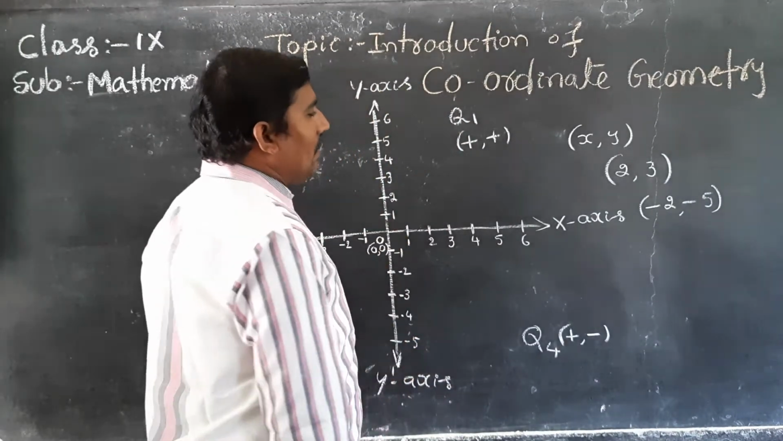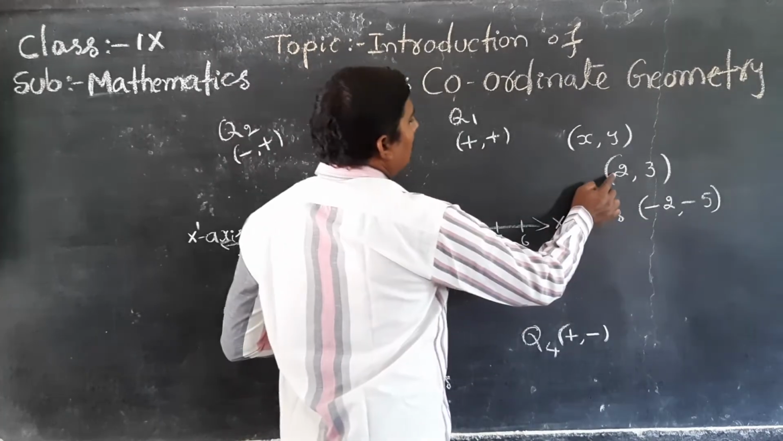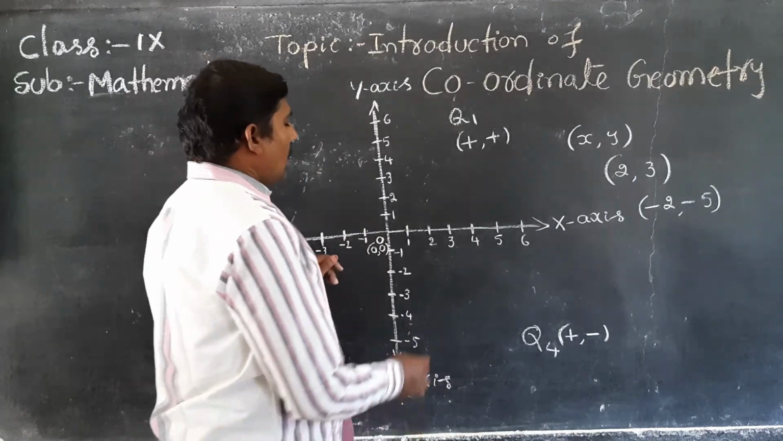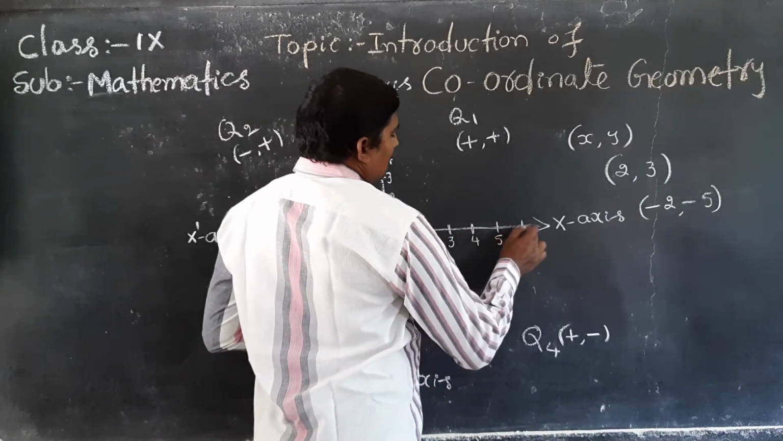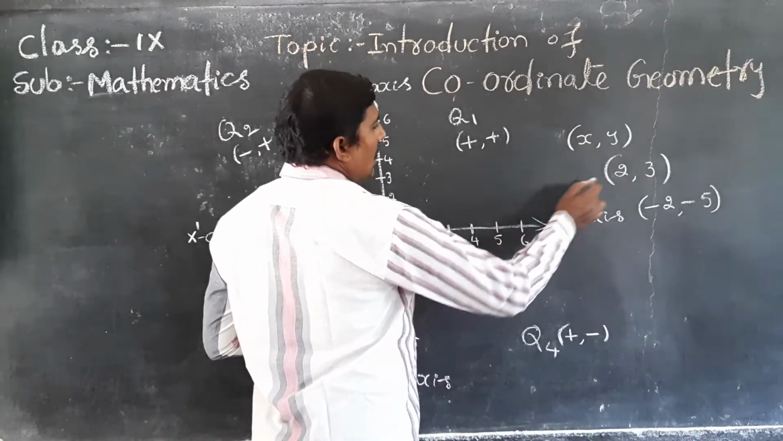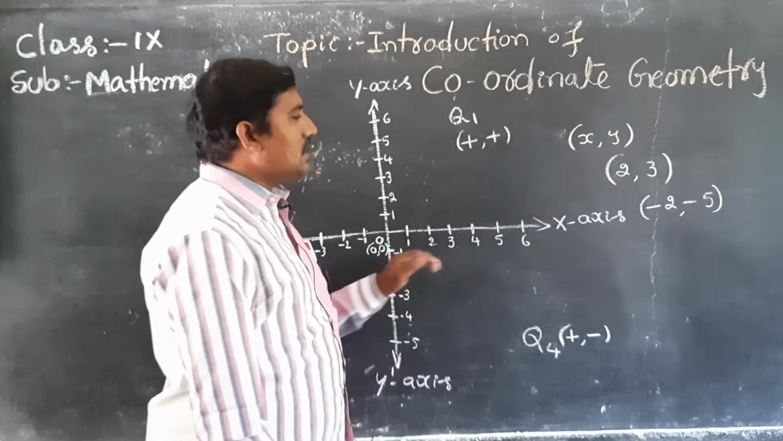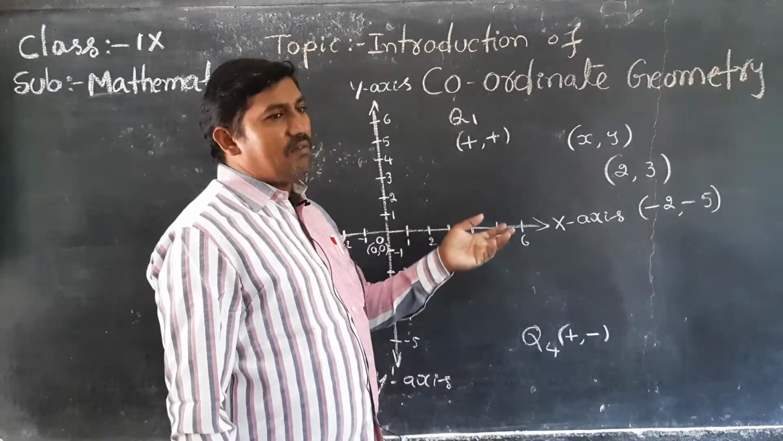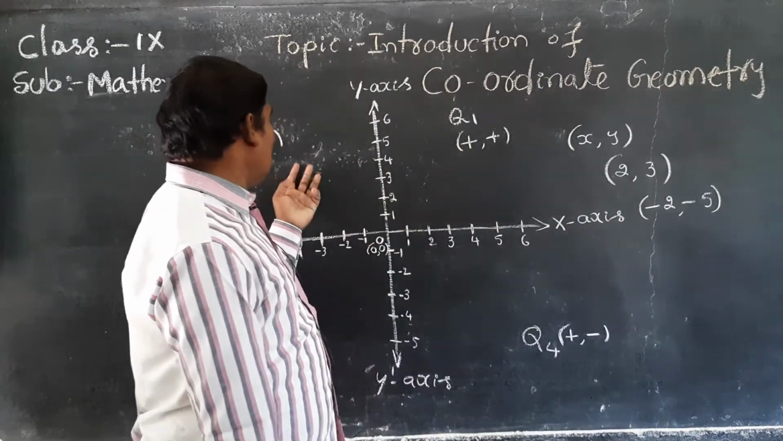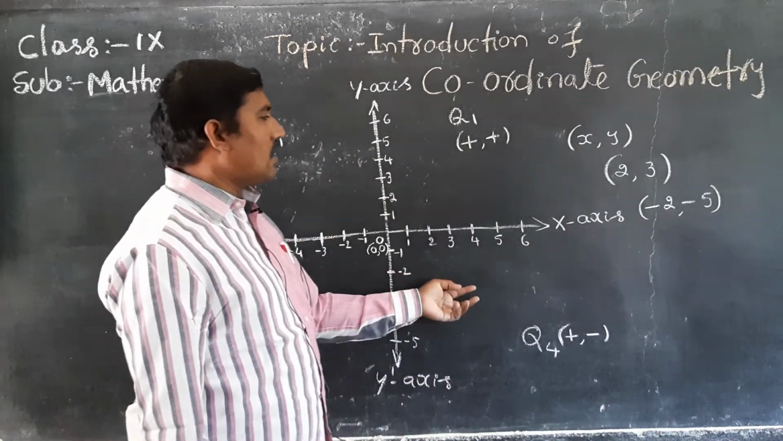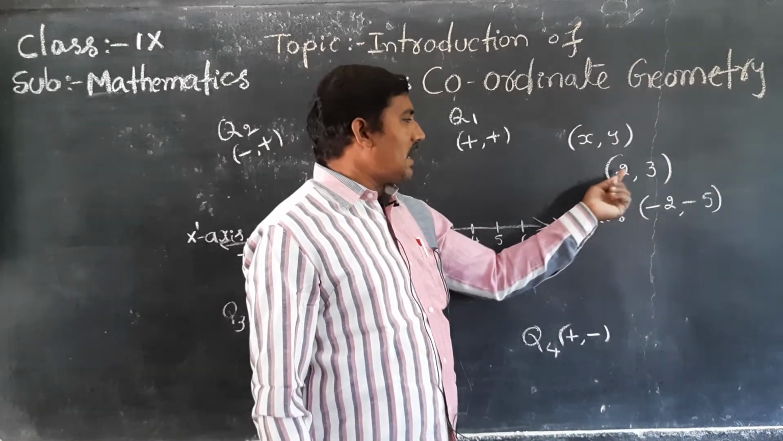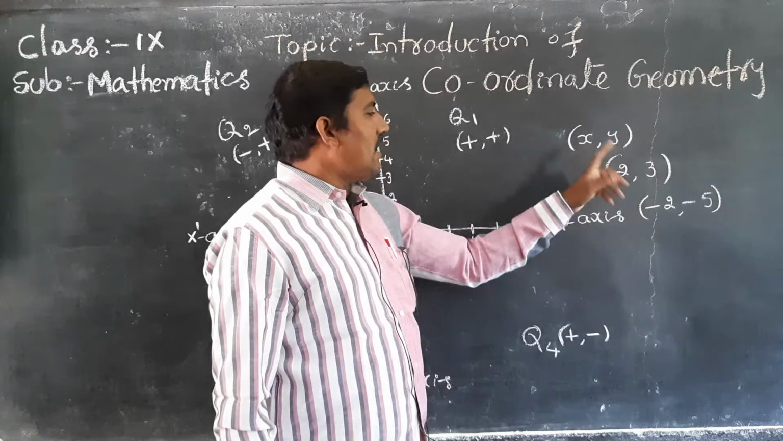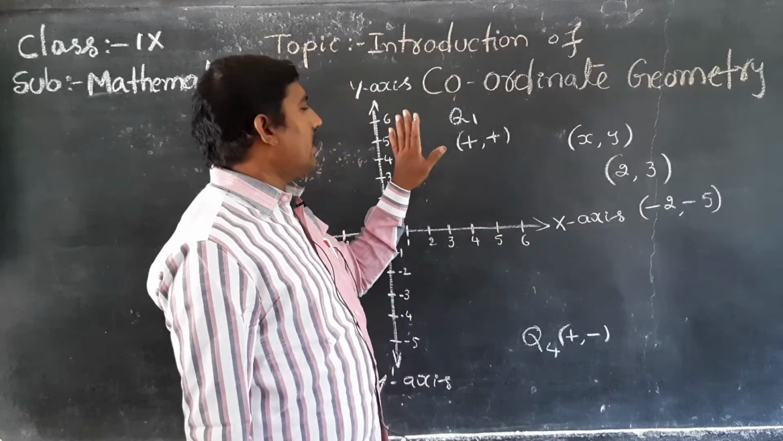For example, we will locate 2 comma 3. First of all, check in which area, which quadrant, it is located: Q1, Q2, Q3 or Q4. For example, 2 comma 3, plus 2 plus 3. Both plus values come under quadrant 1.